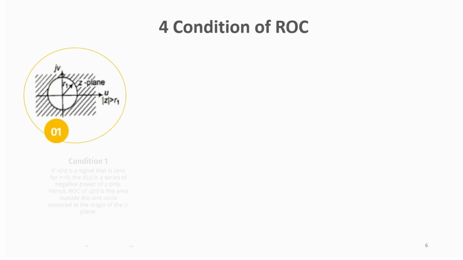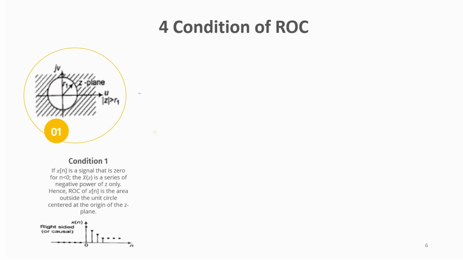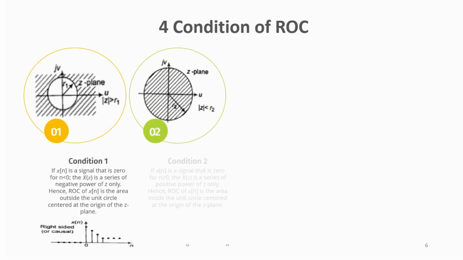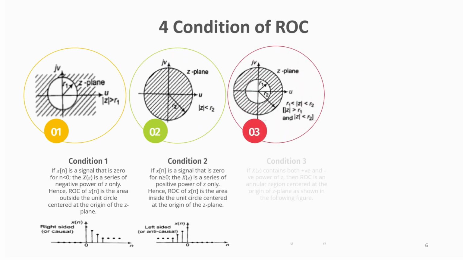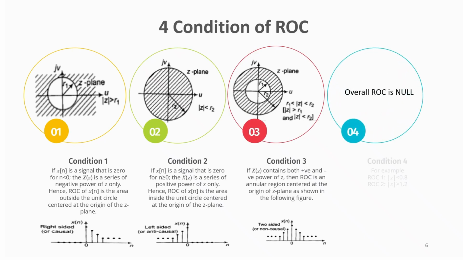Now, let's look at the four conditions of the region of convergence. Condition 1. If a signal is 0 for all n less than 0, its Z transform is made of negative powers of Z. The ROC lies outside the outermost pole, beyond a certain circle in the Z plane. Condition 2. If a signal is 0 for all n greater than 0, the region of convergence lies inside the innermost pole, closer to the origin of the Z plane.